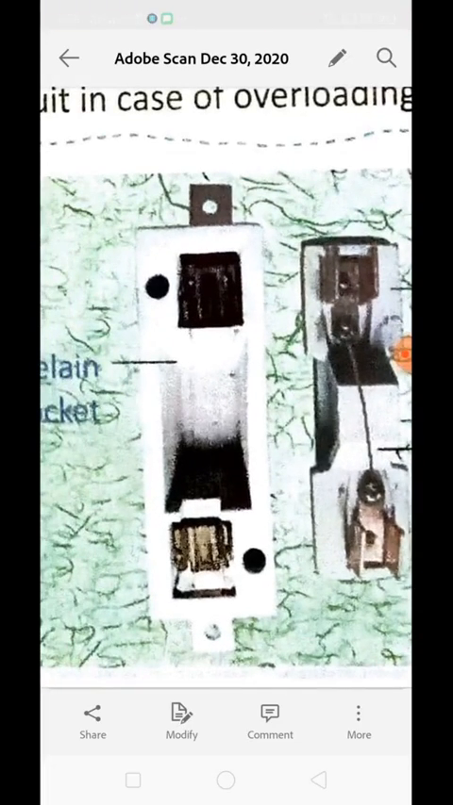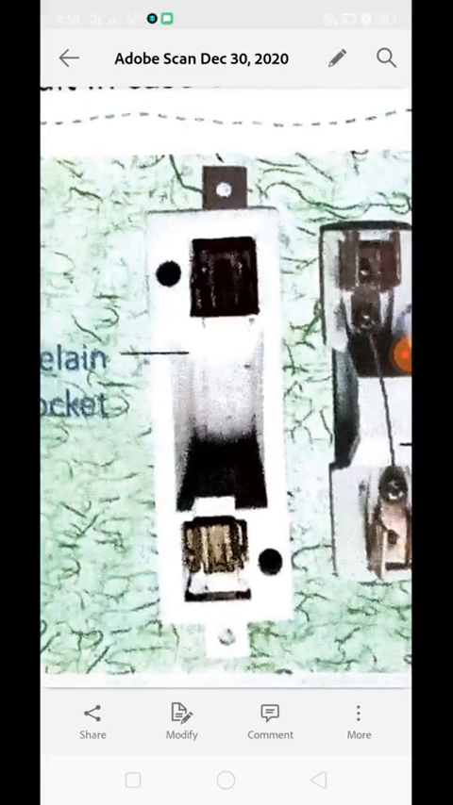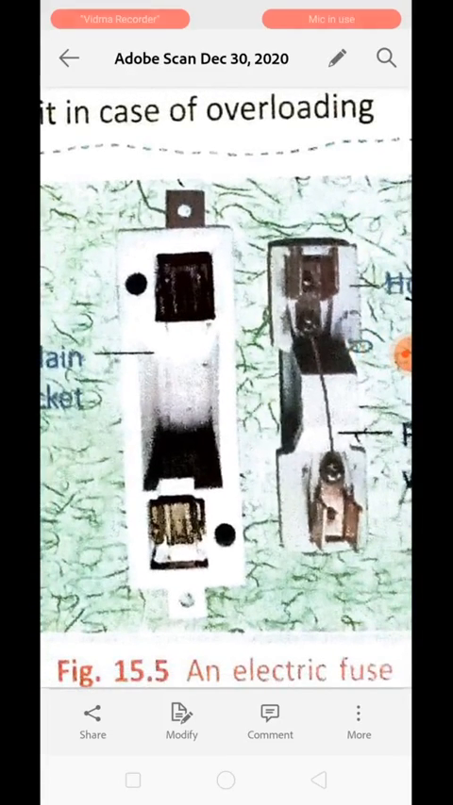This holder will be fitted into this socket to make the circuit complete. When the holder is in its position, current will flow into the circuit.